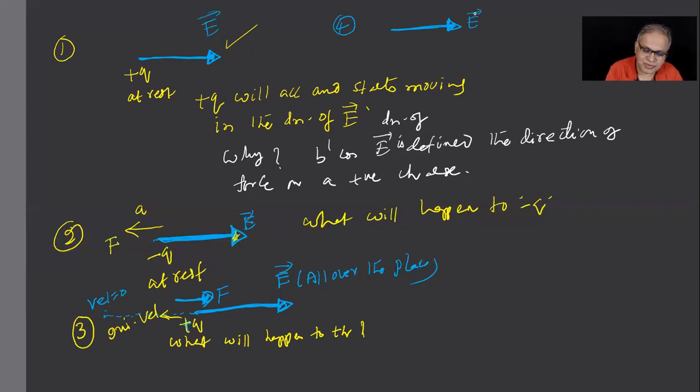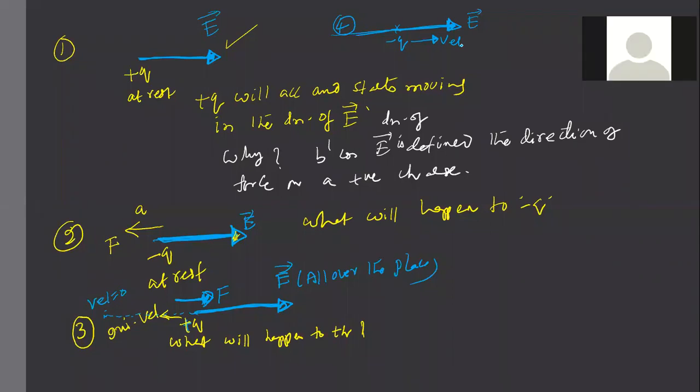Now I want to talk about the definition of E here. I've got a minus Q charge like this, which is given a velocity like this. So what will happen to this? E is there all over, you think. Here I left the charge with initial velocity like this. So what is going to happen to that?